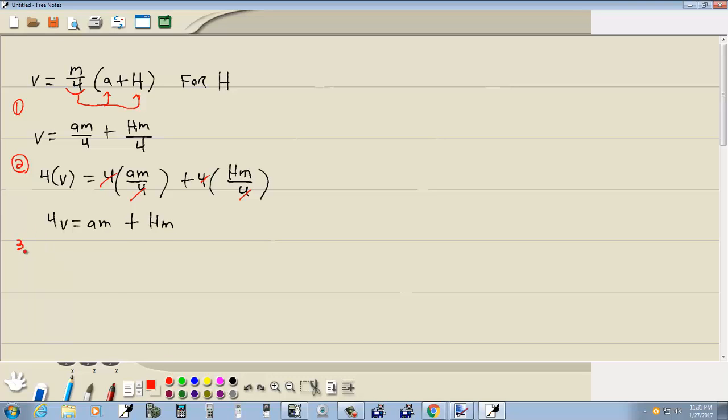Step 3. Get everything with the variable we're solving for on one side, everything else on the other side. We're solving for h, so I'm going to take this am to the left side. So we're going to have 4v minus am is equal to hm. Step 4 we don't have to do. We only got one h. Step 5. Divide both sides by what's in front of or in back of the variable we're solving for. There's nothing in front of it, but there's an m after it. So we'll divide both sides by m. And we're going to get h is equal to 4v minus am over m.